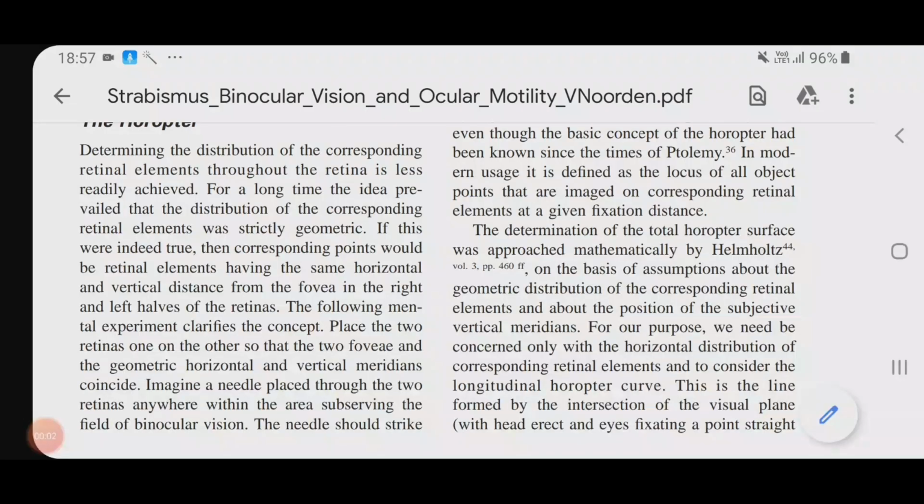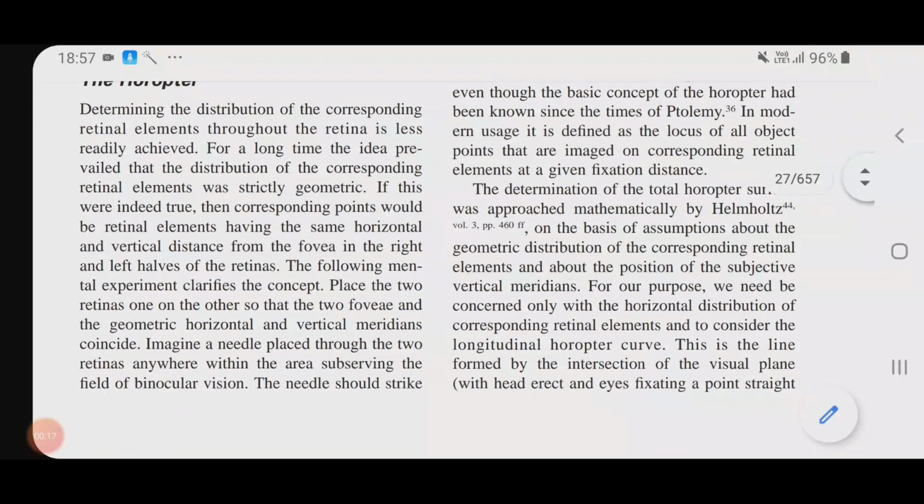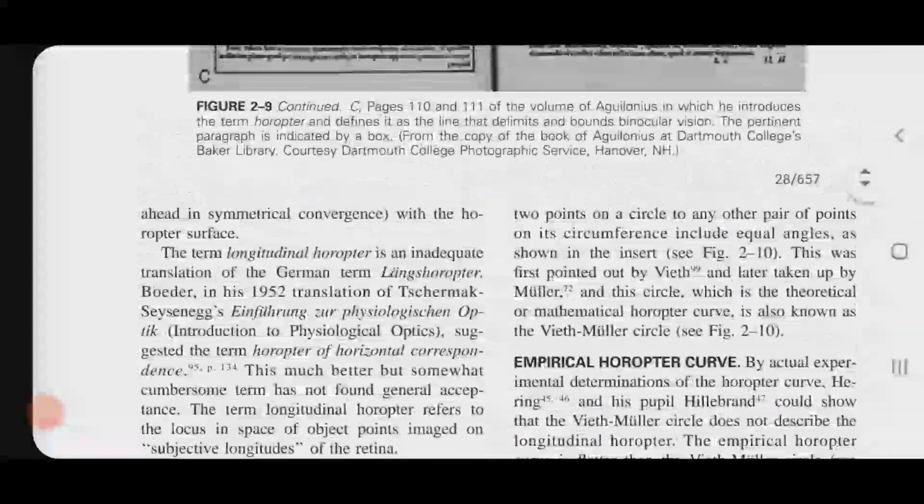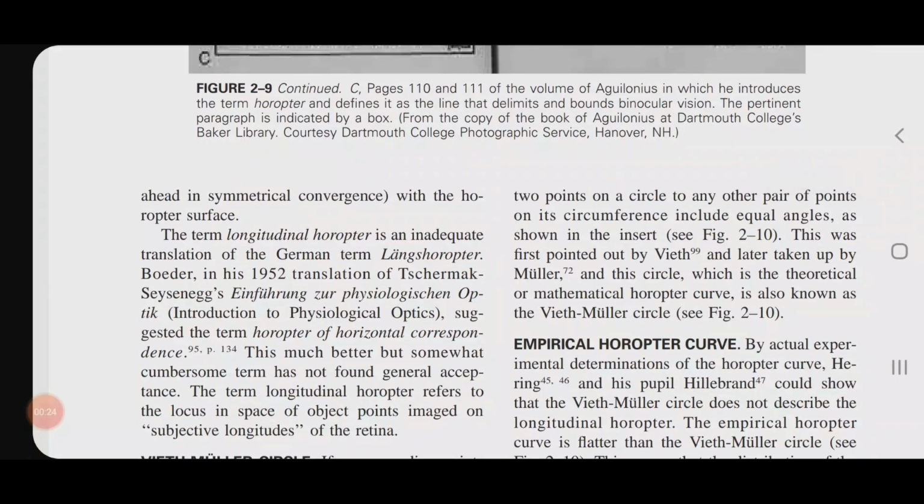While understanding the concept of Horopter, we need to be concerned only with the horizontal distribution of corresponding retinal elements and to consider the longitudinal Horopter curve. So what is the longitudinal Horopter curve? This is a line formed by the intersection of the visual plane with the Horopter surface. That means when I am looking straight ahead, the line where my visual axis intersects the Horopter, that is what we are concerned about.